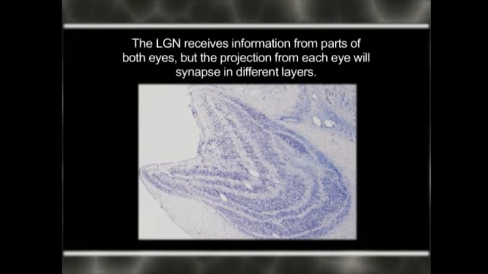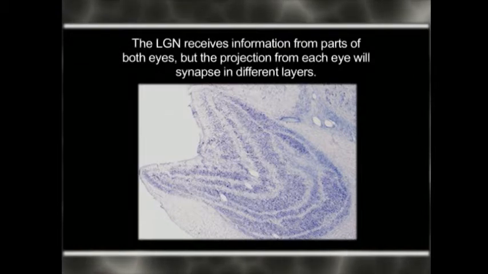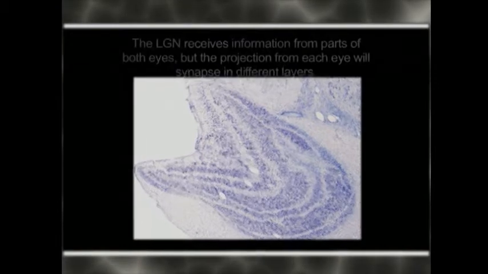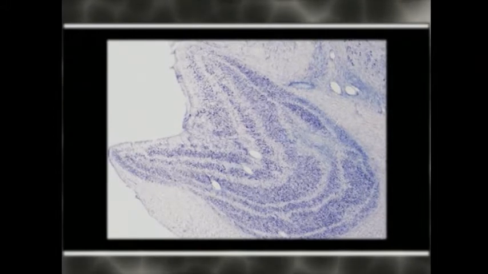So let's look at our lateral geniculate nucleus. The lateral geniculate nucleus receives information, again, from parts of both eyes. But information from each eye is going to synapse in a different layer. So the lateral geniculate, anyone who's familiar with this structure would recognize this as the lateral geniculate. It is one nucleus in the thalamus, and it has multiple layers. And it turns out that each eye will synapse in only one of those layers. And it means that the brain is keeping information from each eye separate.